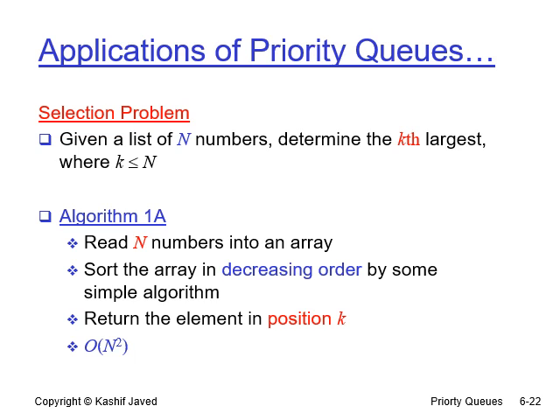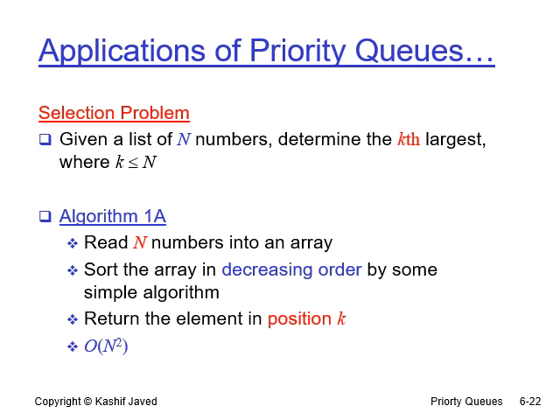So the selection problem. The selection problem was discussed in chapter number 1. So what was the problem? The problem statement was, given a list of n numbers, determine the kth largest, where k is less than or equal to n.